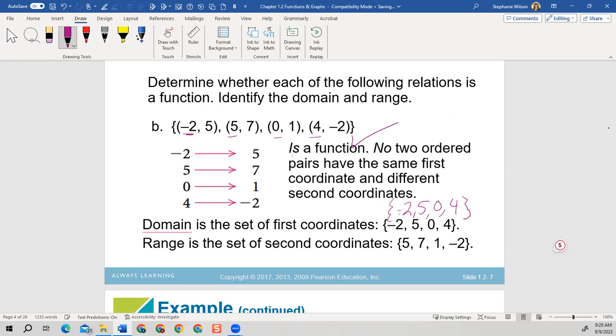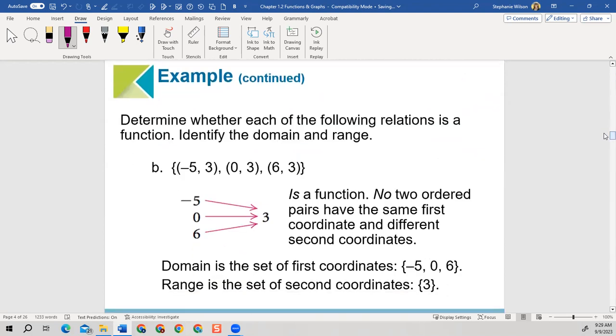Now let's look at the range values. So it's already a function. We established that. Now we need to list our range. So our y values, we got a 5, so we wrote a 5 here. Got a 7, wrote the 7, 1, and -2. So there's nothing repeated in the y range. And if it was, we just list that value once, okay?